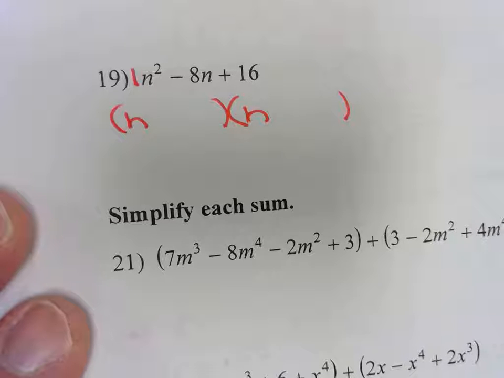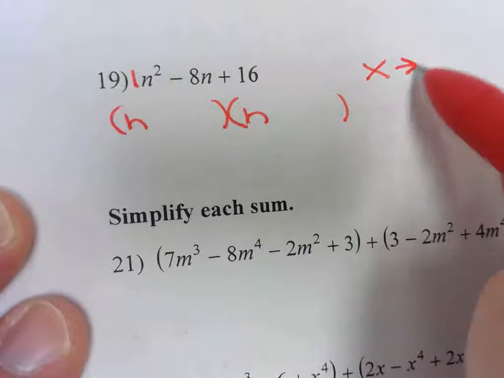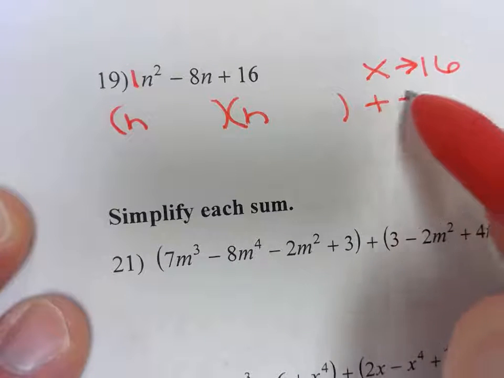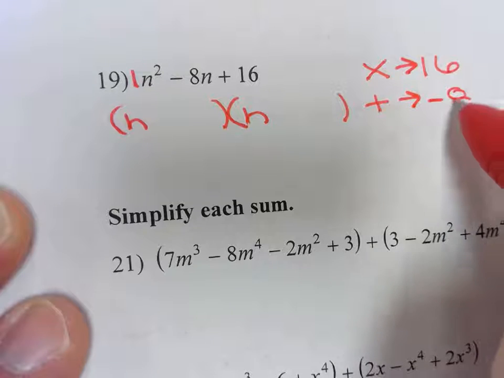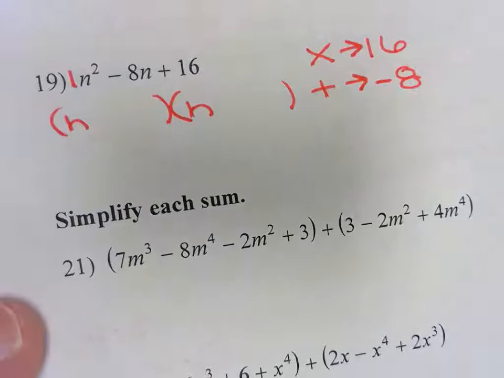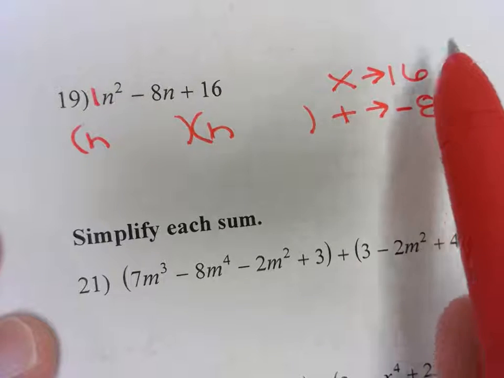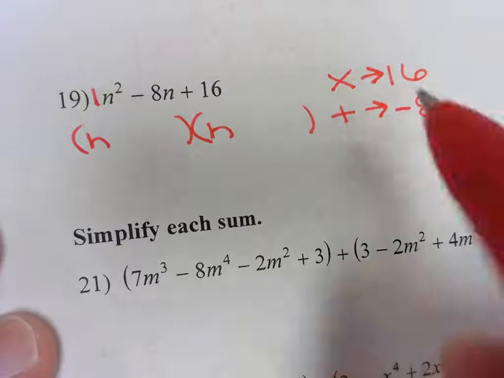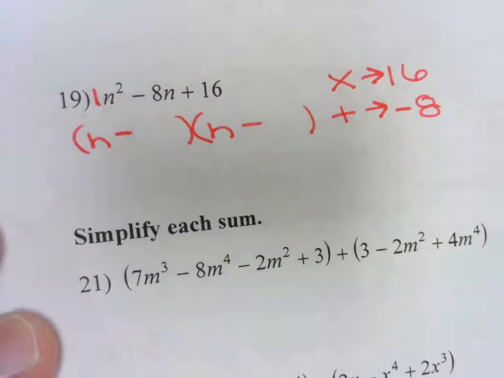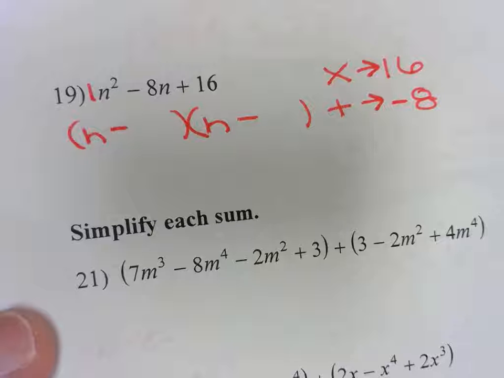I need two numbers that multiply to give me what? And add to give me what? Negative 8. So what are two numbers that multiply to give me 16 and add to give me negative 8? Now if they have to multiply to give me a positive, what do the signs have to be? Negatives. So what are two negative numbers that multiply to give me positive 16 and add to give me negative 8?